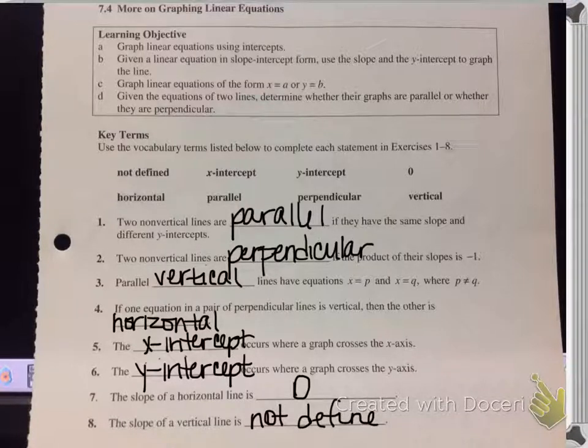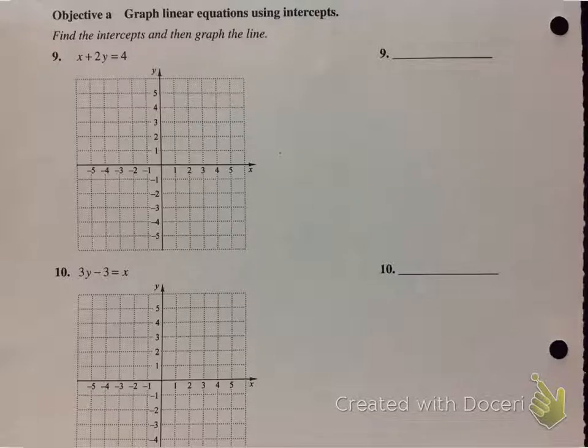So some of these terms should be familiar, but we haven't talked about parallel and perpendicular before, so we will discuss that in this lesson. So let's start off by graphing, finding the intercepts. It says find the intercepts and then graph. When it talks about intercepts, the easiest way to think of intercepts is where it crosses an axis.